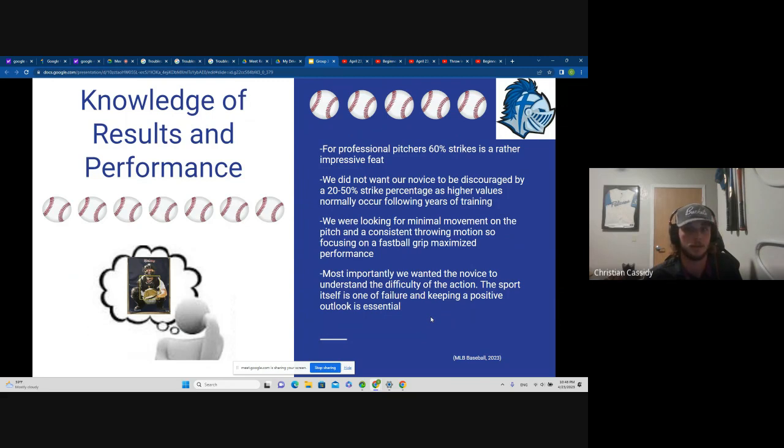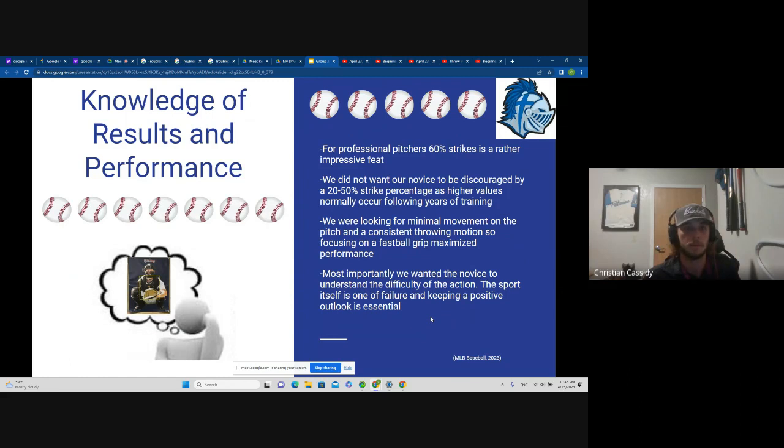So we didn't want Dyron to be discouraged by a 20 to 50% strike percentage, because outside of this sport and skill, that seems like a bad number. If you were 20% successful at racing, it wouldn't be a very good race. You wouldn't be a great racer. We wouldn't want that problem to occur. So again, we want to set the bar low. If he threw 20% strikes, we were happy. The next time he threw 30% strikes, we were ecstatic. So we celebrated our victories where we could.